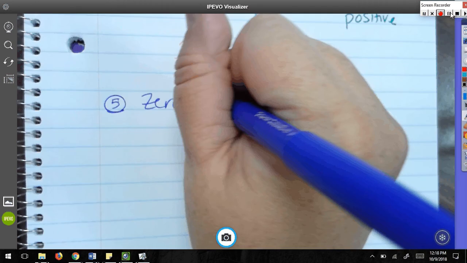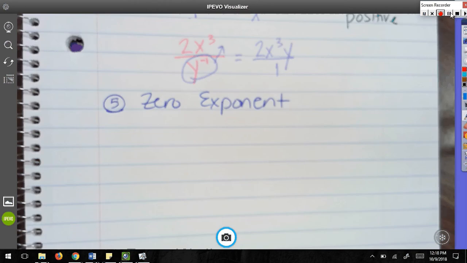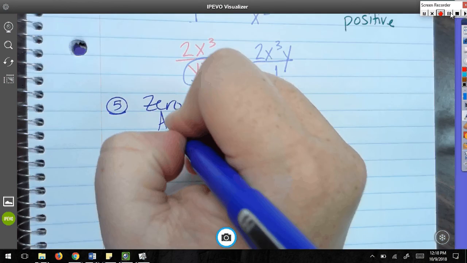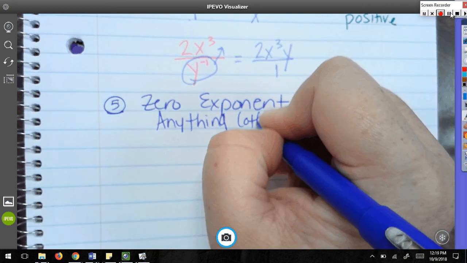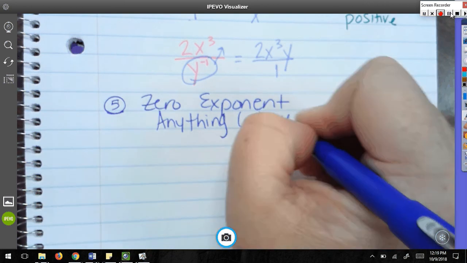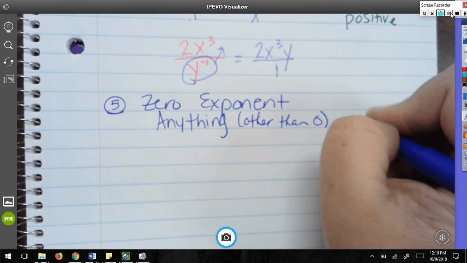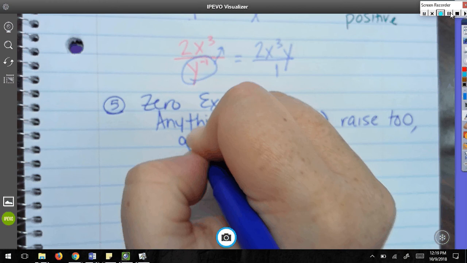The next one is probably the easiest. It's the zero exponent property. So the zero exponent property says that any number, anything other than 0, so anything you raise to the 0 power gives you 1.